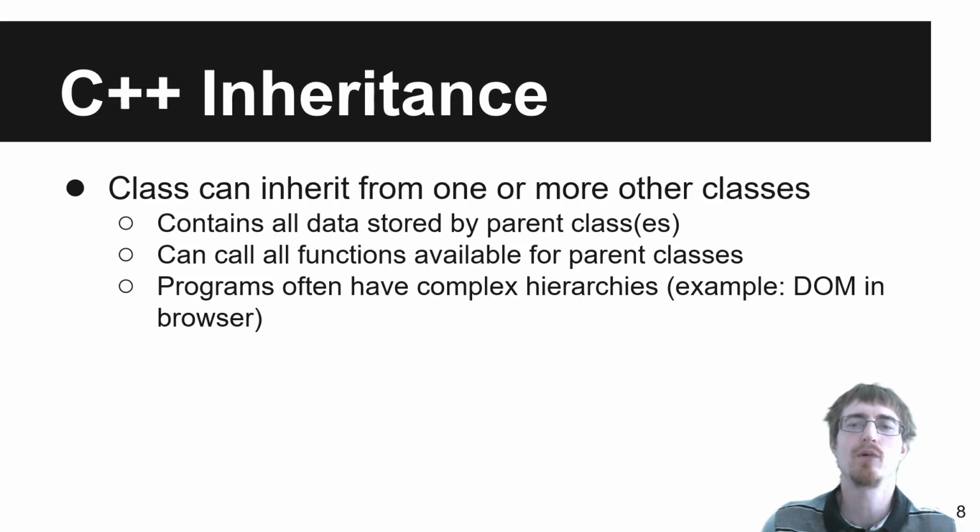So think, for example, of a document object model in a browser, which contains many classes that are interrelated. So this is very useful, but it can introduce a lot of complexity. It is also one of the features that really clearly distinguishes a simple struct in C from a class in C++.